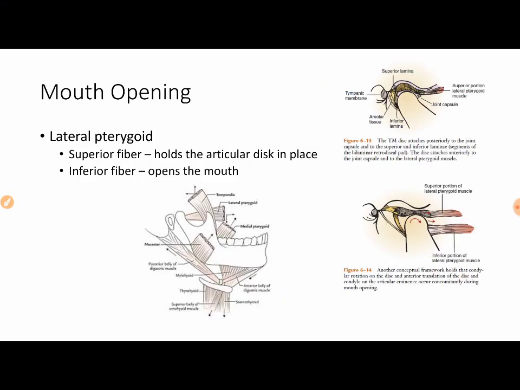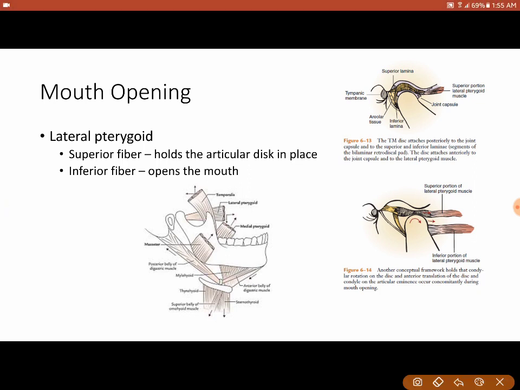And for mouth opening, you have your lateral pterygoid. Your lateral pterygoid has two fibers. Your superior fiber, which holds the articular disc in place to prevent displacement, and your inferior fiber is responsible for mouth opening.